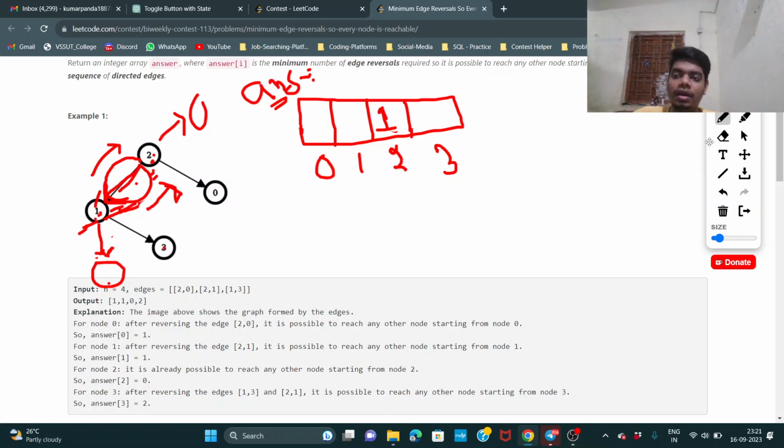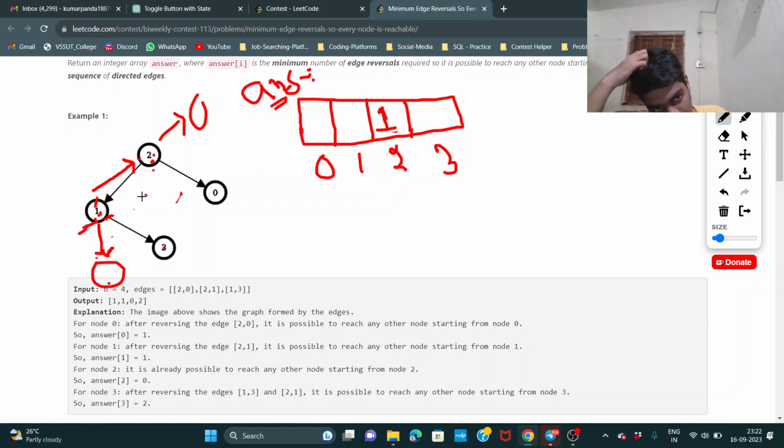Let me explain this part a little bit. Here, this is pointing to 2, and now I am trying to go from 1 to 2. So I have to reverse this edge. If I have to reverse this edge, then I have to add plus 1 to my answer, because while calculating the answer for 2, I do not have to reverse this edge, so I am not adding any value to my root node. That's why I have to add. I just have to reverse this part.